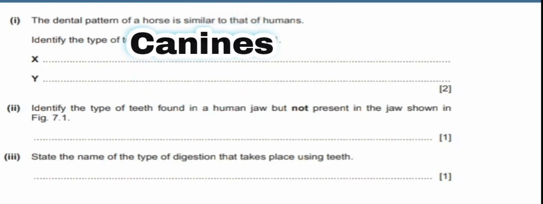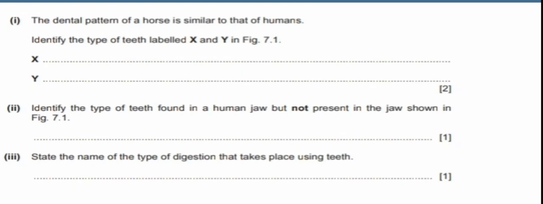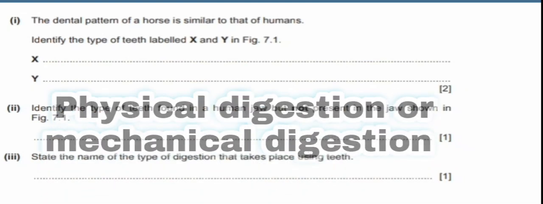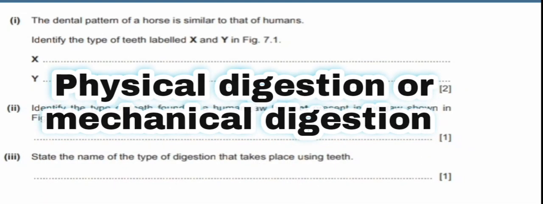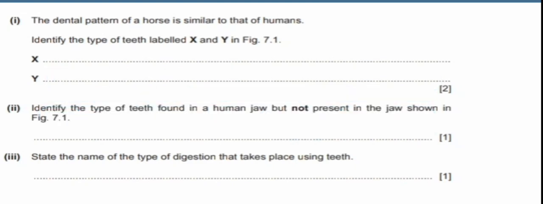Number 3, state the name of the type of digestion that takes place using teeth. So it is called physical digestion. We have two types. The first one is mechanical or physical, and the last one is chemical. As for chemical, it involves the use of enzymes, and as for the physical, it involves the use of teeth. So we can say physical digestion or mechanical digestion.